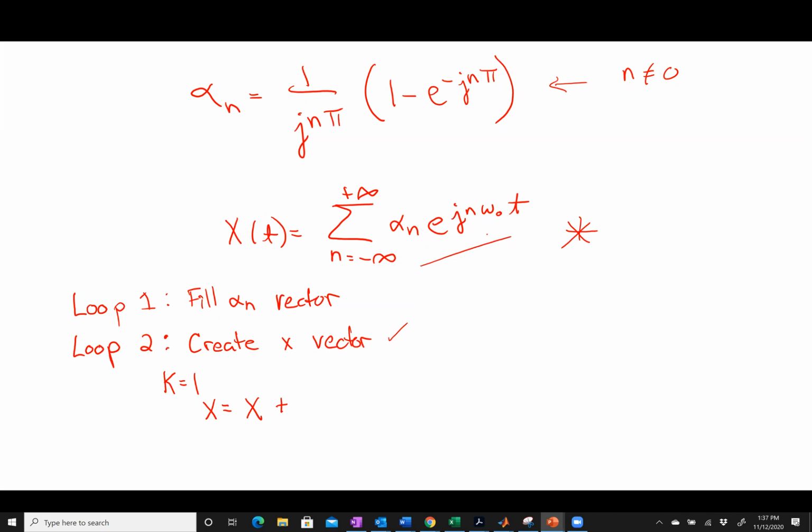I need to make sure that x has a length of t. So let me back up for a second, right? Nothing I heard there was bad. Basically, I need to make a t vector, and my t vector is going to be whatever length it's going to be.